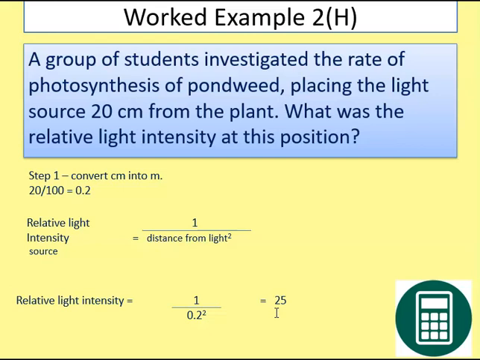Okay, so that is photosynthesis revision. We've covered the equations, we've covered the uses of glucose, we've also talked about photosynthesis versus respiration, limiting factors, and we've also talked about the inverse square law.